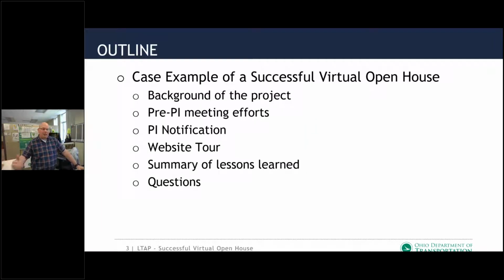So the outline for today's presentation is going to be the background of the project, just so you can get some familiarity with it, the pre-PI meeting efforts that we conducted, the PI notifications that we did to get the notice of the public about the project. We'll tour the website itself so you can see what the public sees about it, and then we'll go over the summary of lessons learned from conducting this virtual meeting, and then lastly we'll do some questions if you have any.